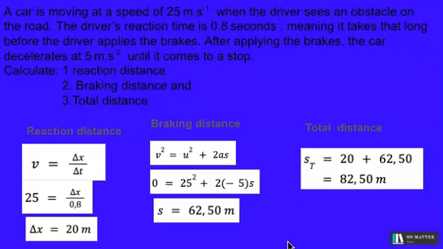Then lastly, adding the two, that is 20 meters plus 62.5 meters, you get 82.50 meters.